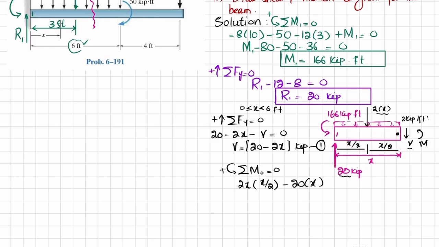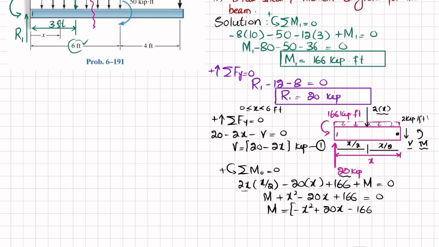The third moment is this 166, that is counterclockwise, so it will be plus. So I will write plus 166, and the last moment is the external moment, which is considered counterclockwise, so it will also be positive, and their sum must be equal to 0. So from here you will get M plus x square, because 2x into x by 2 will be x square, minus 20x plus 166 is equal to 0. So this moment equation will be M equal to minus x square plus 20x minus 166, and the unit will be kips into feet. And this is equation number 2.